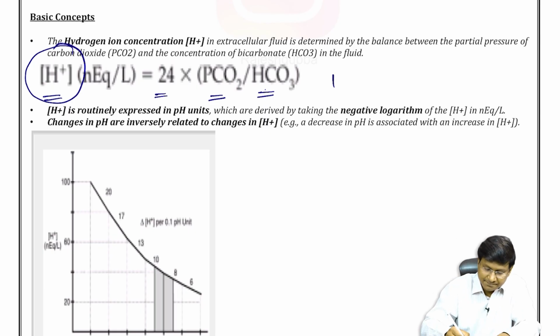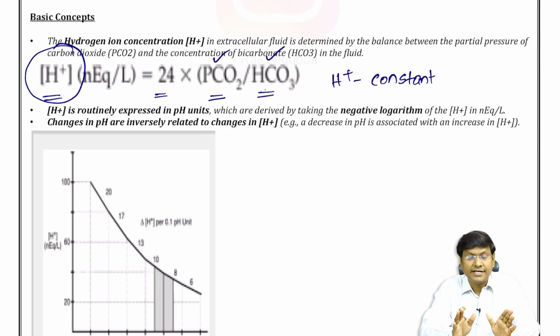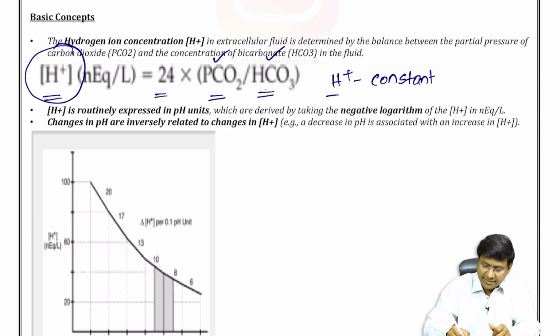If the H plus ion has to remain constant, please remember the PCO2 and the HCO3 should change in equal direction and in equal proportion. Then the H plus ion will remain constant.